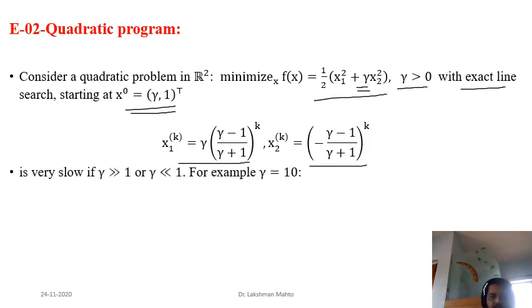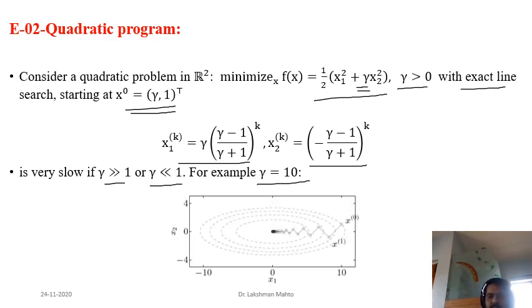Suppose gamma is much greater than 1, say around 10, 11, 20 or 100, or much less than 1. Then the gradient descent method will behave improperly in finding the optimal point of this function iteratively. One example I have already taken: if you take gamma equal to 10, you can see this kind of zigzag path of convergence of gradient descent for this quadratic function.